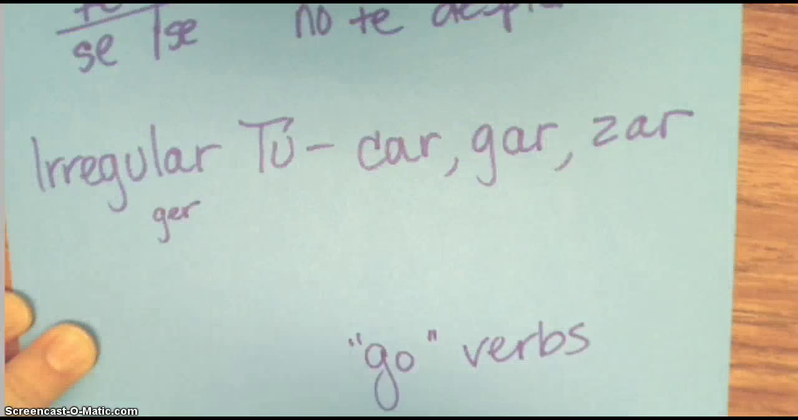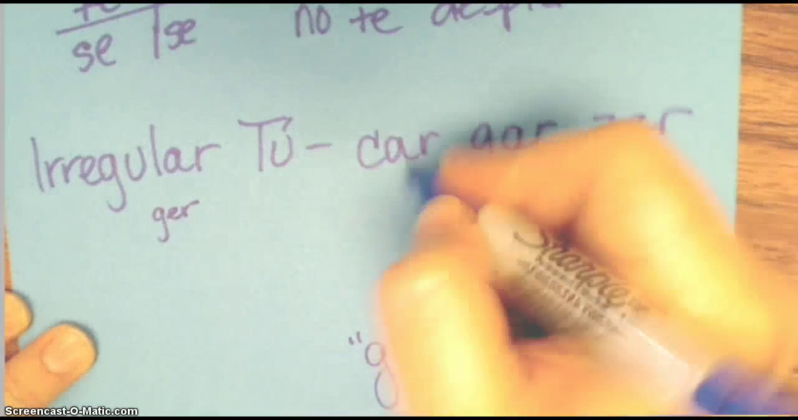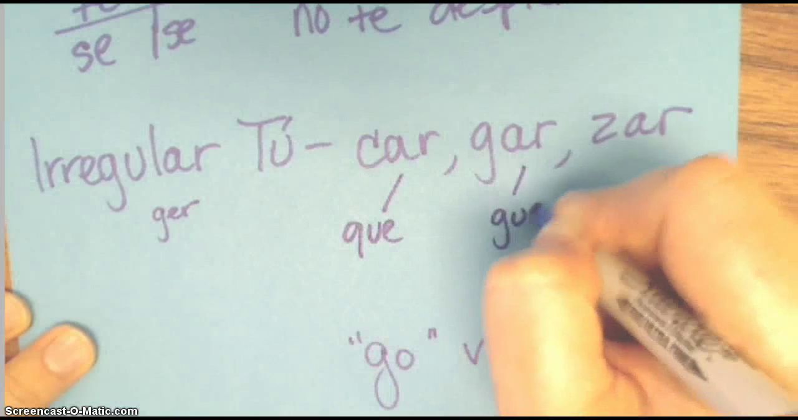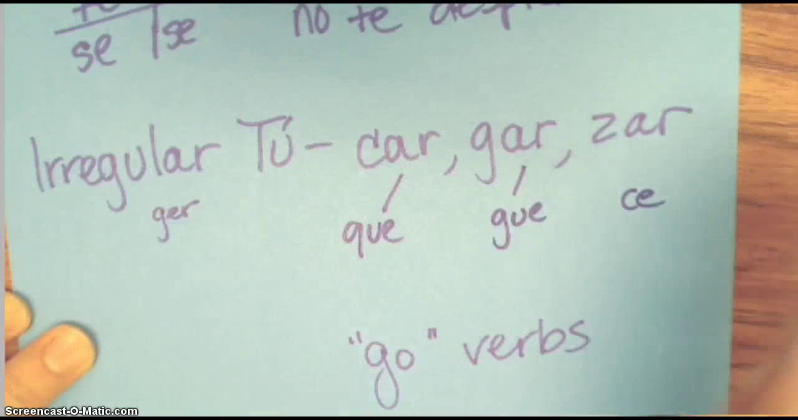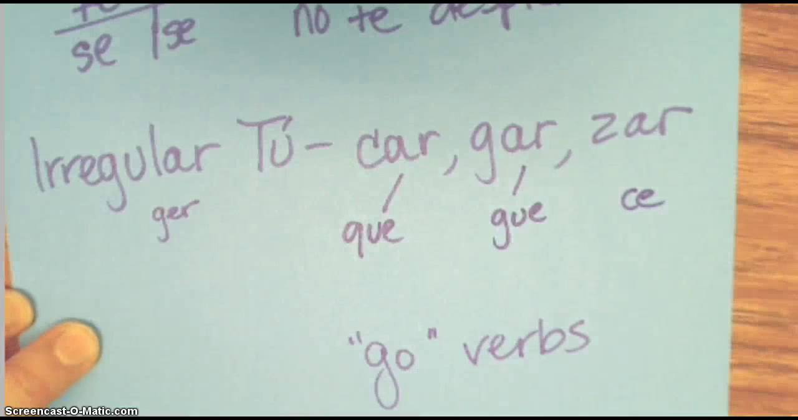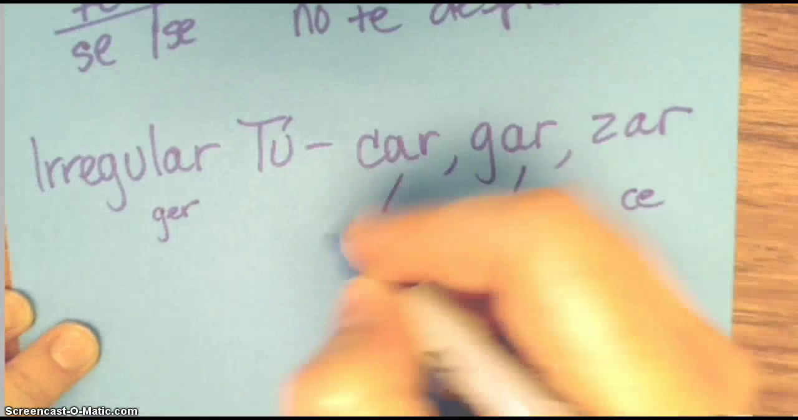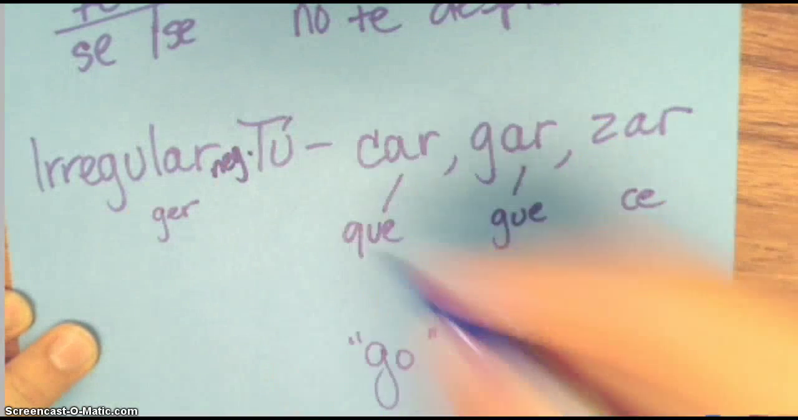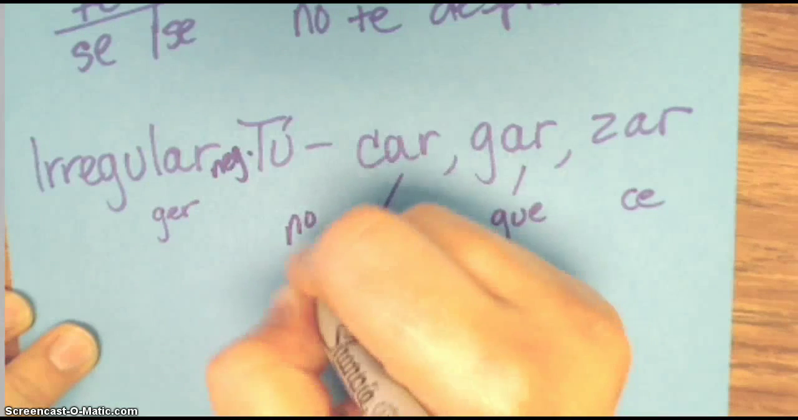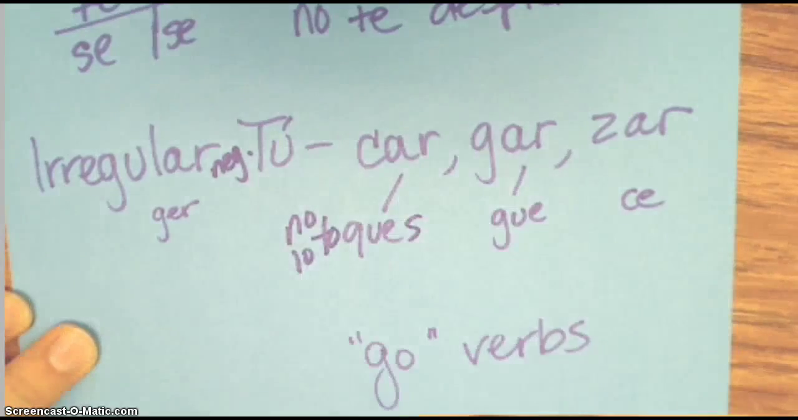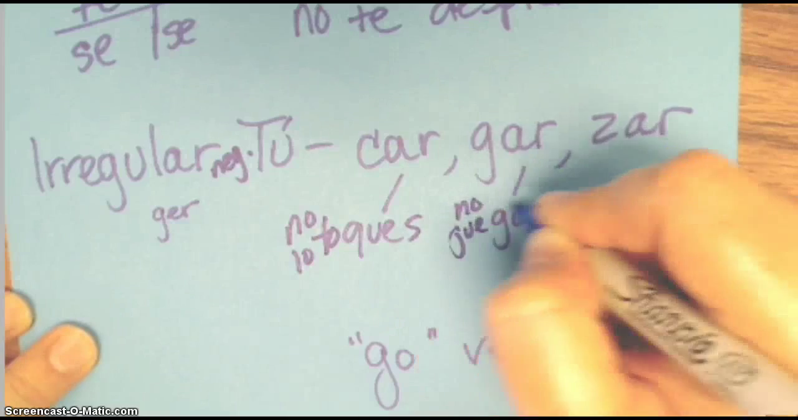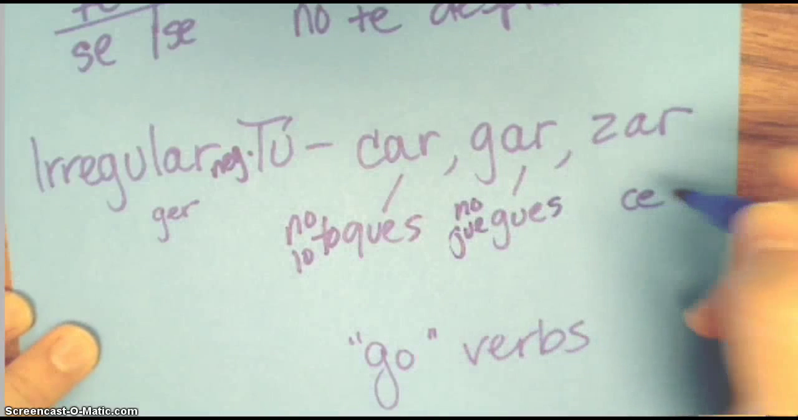Next. All right. So now I've got the car, gar, and zar verbs. Car is going to go to qu. Gar is going to go to gu. And zar is going to go to c. Just like in the preterite yo form of those verbs, except for without the accent on the end. So that's how I would write the irregular tú command of don't touch that. No lo toques. Okay? And gar, don't play. No juegues. And zar, don't eat lunch.